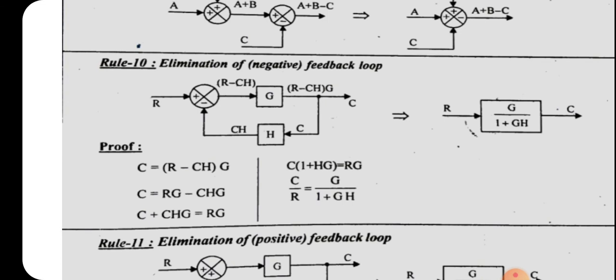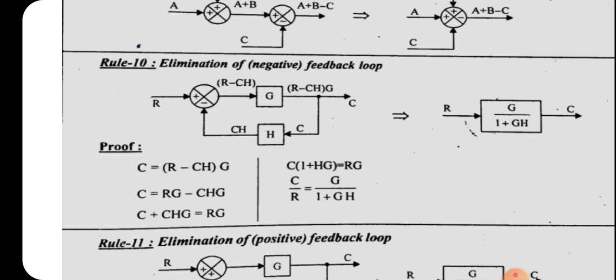and G receives R minus CH, because CH is the term that is coming to the negative terminal of the summer, so R and CH will be subtracted, R minus CH will be obtained at the output of the summer, and this R minus CH will be multiplied with G, so we will get R minus CH into G at the output, and the output is C, and so C is given to the feedback path, so we will get a CH in the negative terminal of the summer. And this is the feedback loop, and we have to change this feedback loop by a single gain, so that output circuit will contain a single block with the gain G by 1 plus GH.